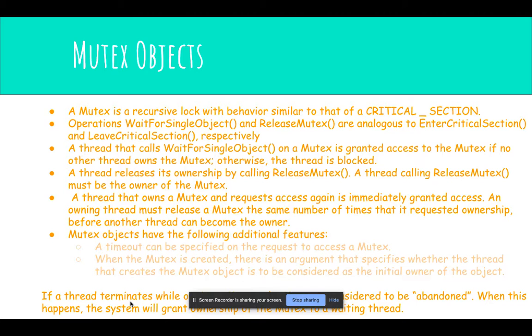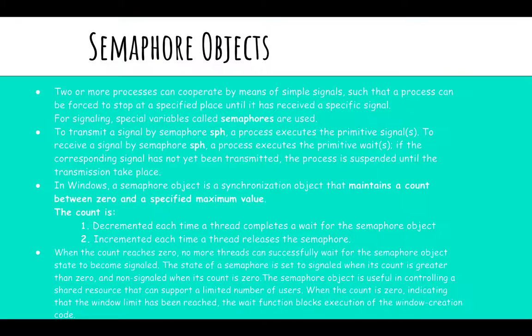A timeout can be specified for the function to access a mutex. When the mutex is created, there is an argument that specifies whether the thread that created the mutex is to be considered the initial owner of the object. If a thread terminates while owning a mutex, the mutex is considered to be abandoned. When this happens, the system will grant ownership of the mutex to a waiting thread.